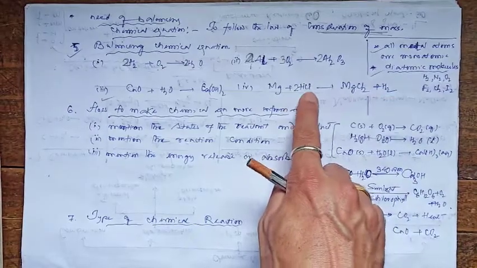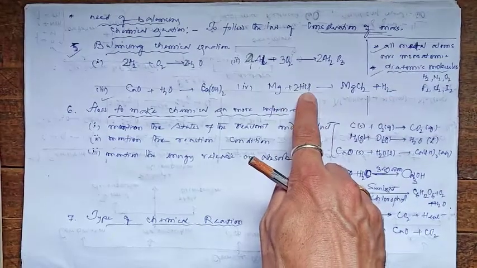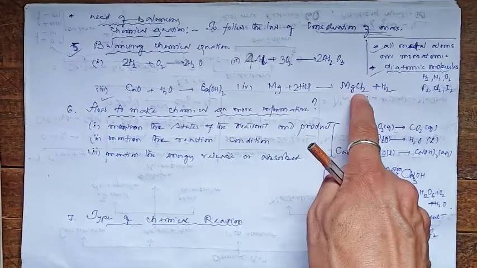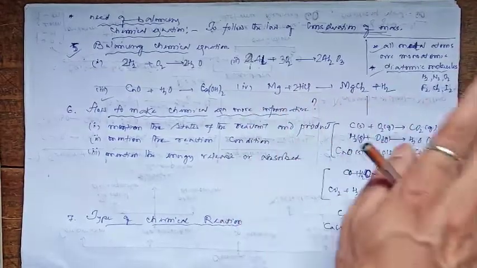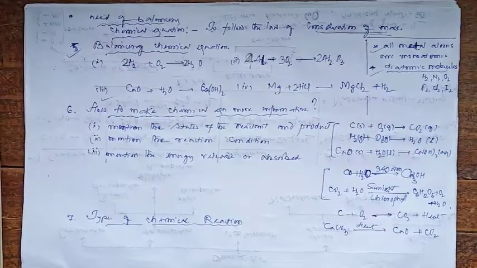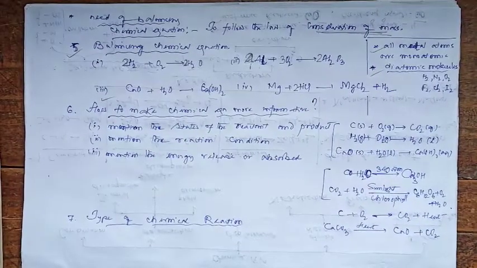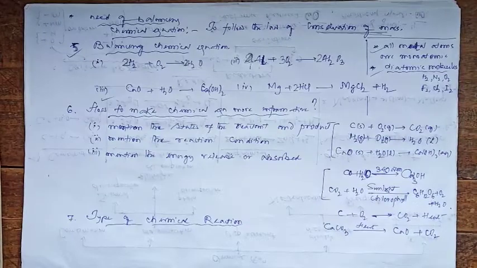We have 2 chlorine. Remember this 2 counts also for this chlorine. So 2 chlorine, and here also we have 2 chlorine. So this way our equation is balanced. So I hope you understood how to balance the chemical equations. While balancing chemical equations, you must remember all these points that will help you. Okay, that's all about chemical equation balancing.